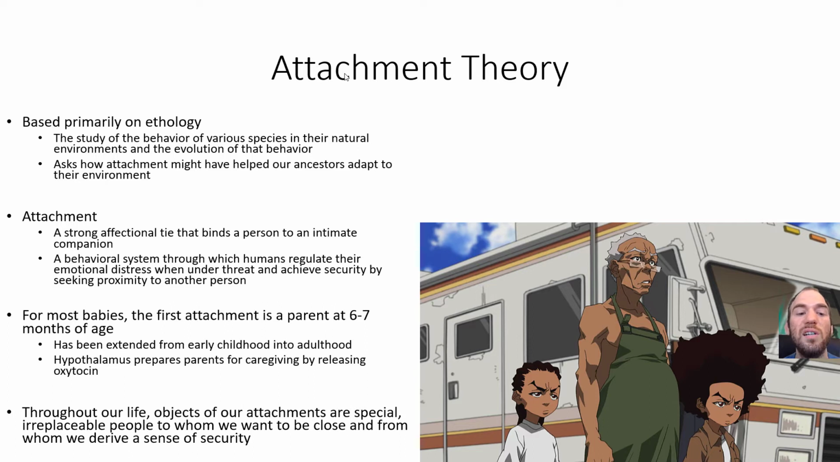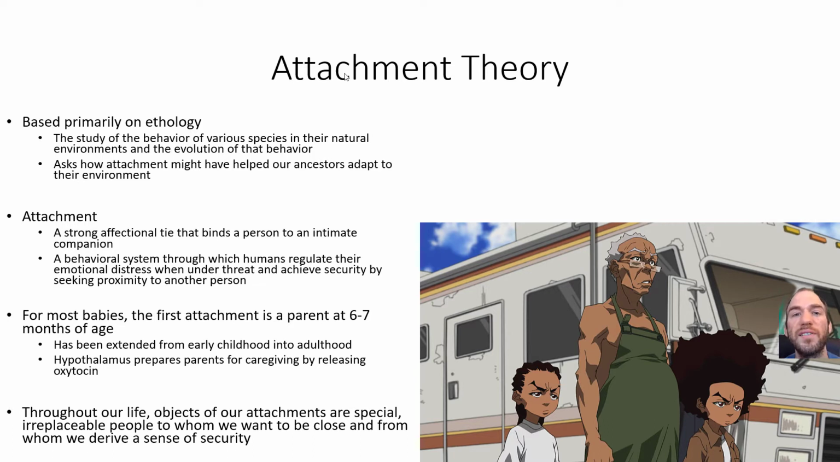It has been extended from early childhood into adulthood. The hypothalamus prepares parents for caregiving by releasing oxytocin. Throughout our life, objects of attachment are special, irreplaceable people to whom we want to be close and from whom we derive a sense of security.